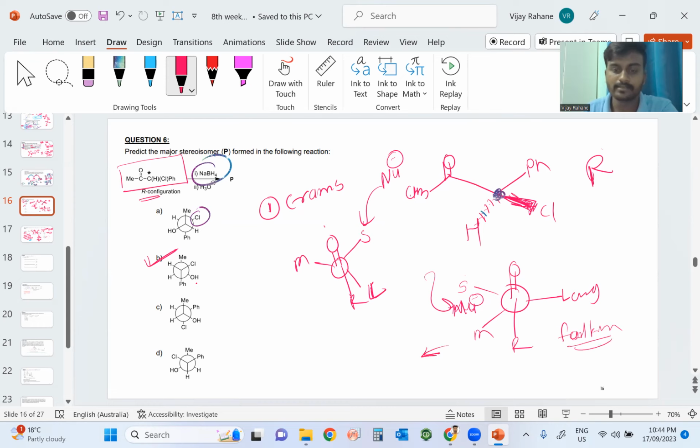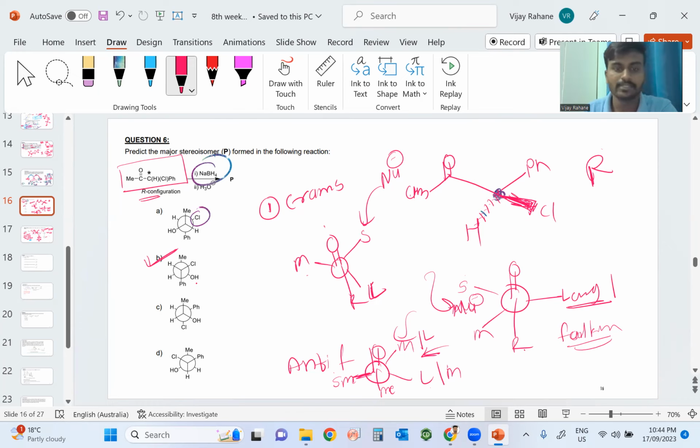In the anti-Felkin model, you have to keep the small group on the horizontal side. Let's say I keep the small group here, then medium and large, and attack from the side of the medium group, depending on the configuration, you have to align the medium and large. These are Cram's rule, the Felkin model, the anti-Felkin model, and there are two others.